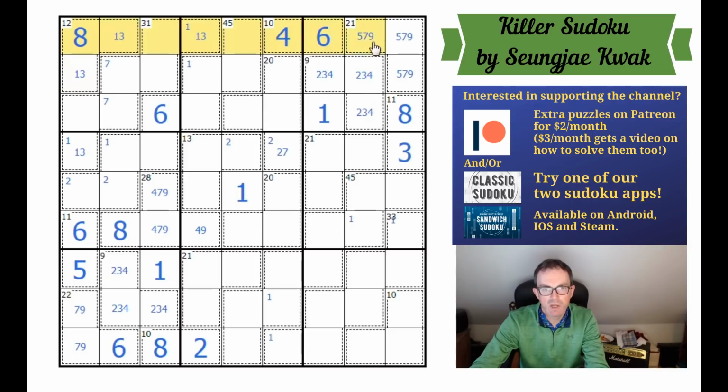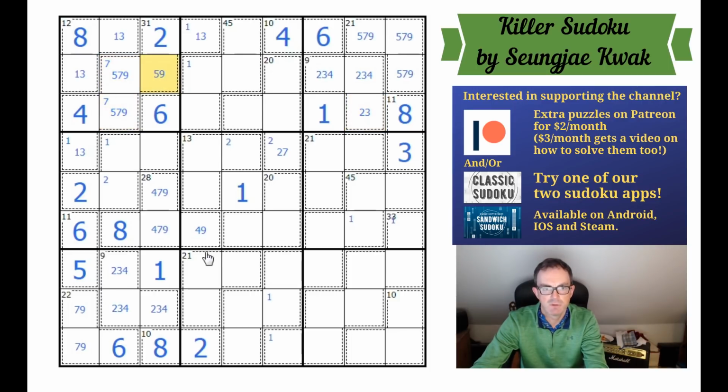Oh, and now look, where can I put a 2 in row 1? This 2 here rules that square out from being a 2 because it's all part of the 45 cage. So that's got to be a 2. That puts a 2 in this position in column 1. There's only one square a 2 can go. That must be a 4. This must be 5, 7 and 9 to complete the box.